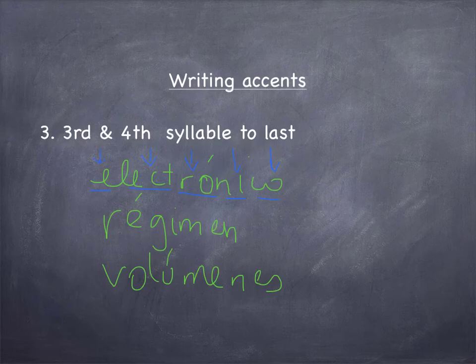When the strong syllable is third to last or beyond, then it always has an accent regardless of the ending. It doesn't matter if it ends in N, L, S, Z, whatever. If the strong syllable is the third to last, then you must mark an accent. Same thing with the word régimen, right? We have here 1 syllable, 2 and 3.